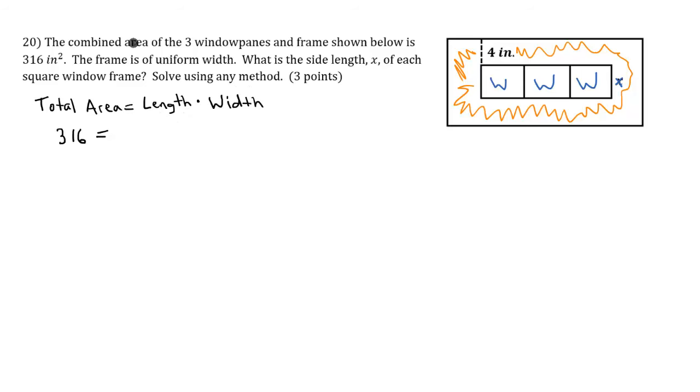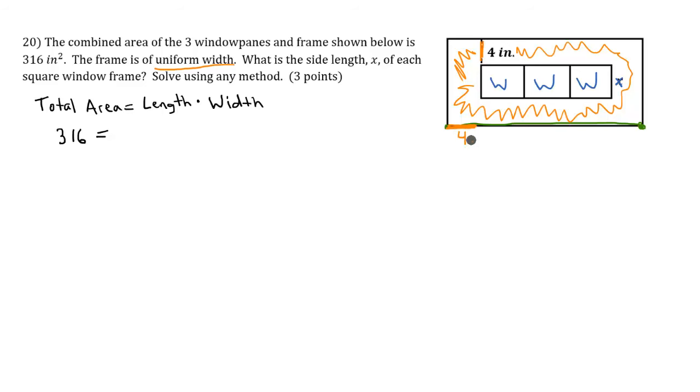Now, the trickier part is finding an expression that represents length as well as an expression that represents width. So our length is going to be from here all the way to this side. So what does this actually represent? Well, we know that the frame here, the orange part, has a uniform width. It says it in our problem. So we know that that's going to be 4 inches. That's this distance. So from this point here, that's going to be 4.